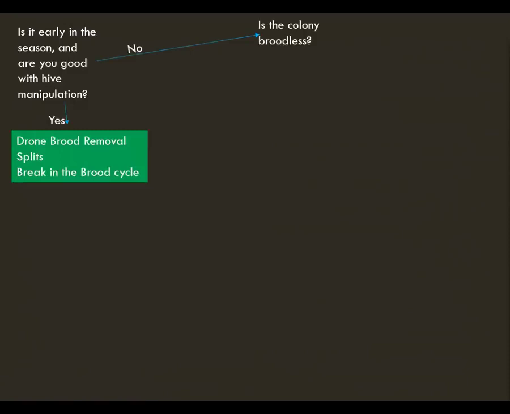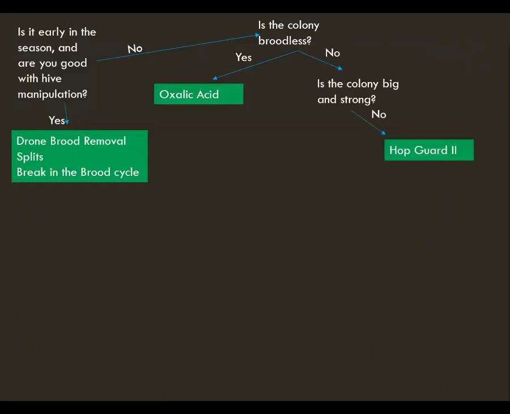So if the colony is broodless, then oxalic acid is awesome. So again, this is like when we get a package, or in conjunction with the splits, or also at the end of the season. If the colony is a little tiny nuke, then HopGuard is an option. So that's a nice one that we can use if the colony is pretty small, so that we're not using something that's much too dramatic for it.